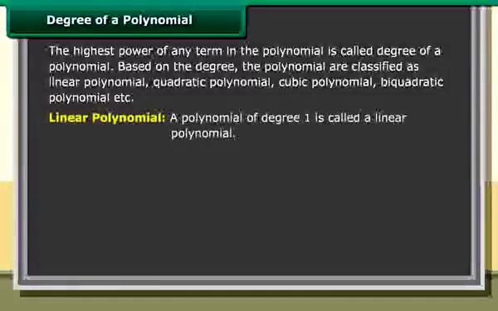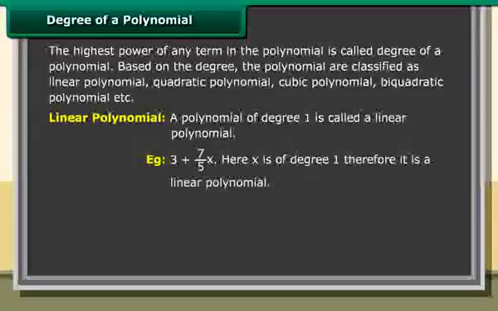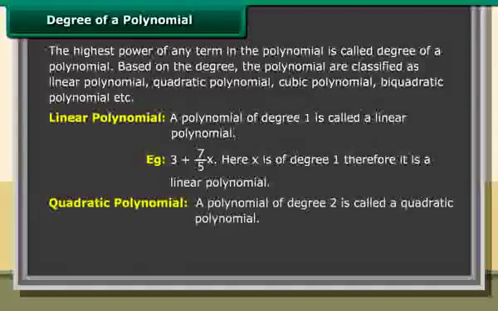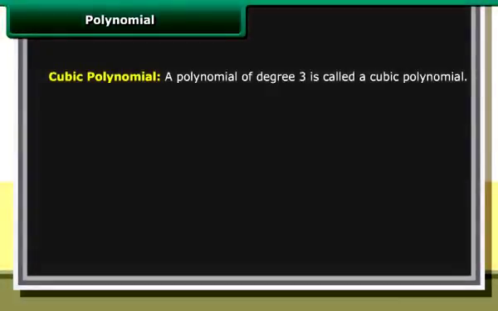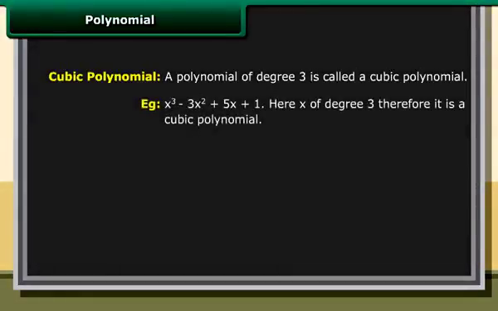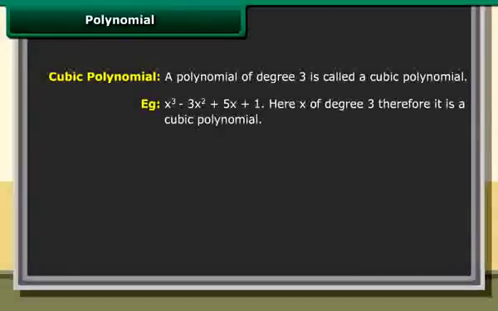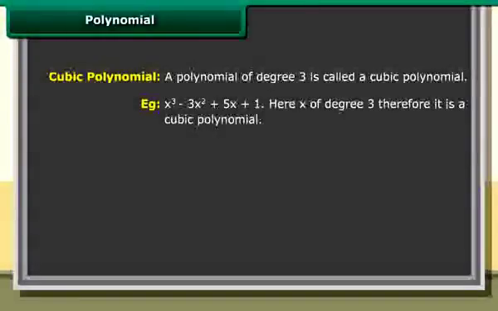Linear polynomial. A polynomial of degree 1 is called a linear polynomial. Example, 3 plus 7 upon 5x. Here x is of degree 1, therefore it is a linear polynomial. Quadratic polynomial. A polynomial of degree 2 is called a quadratic polynomial. Example, cubic polynomial. A polynomial of degree 3 is called a cubic polynomial. Example, x cubed minus 3x square plus 5x plus 1. Here, x of degree 3. Therefore, it is a cubic polynomial.